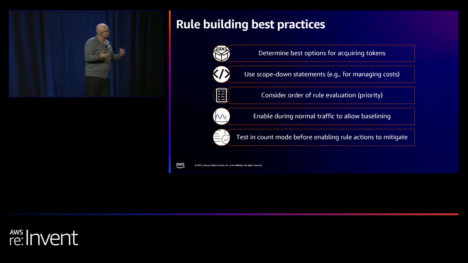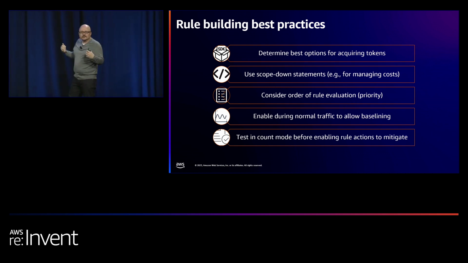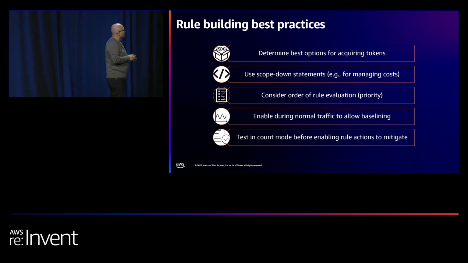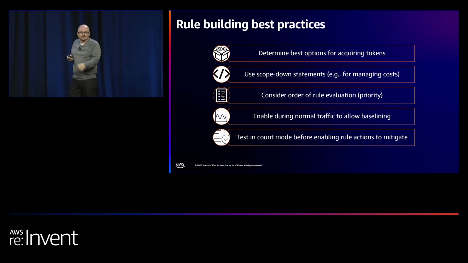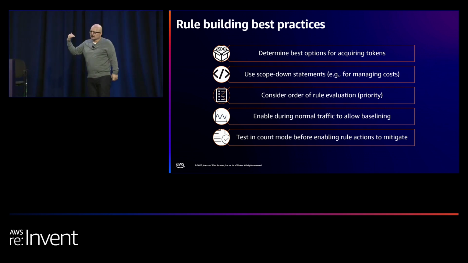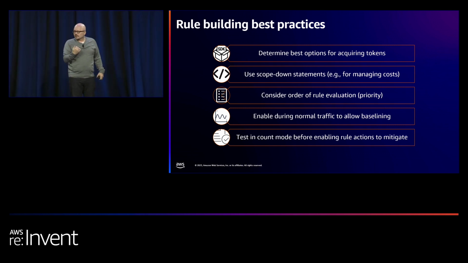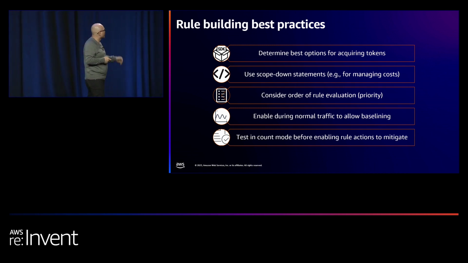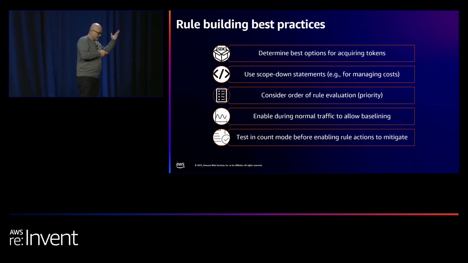You try to scope down the endpoints that you're concerned about. Don't worry as much about ones that you don't think are going to be causing a problem for you. Consider rule evaluation, again, probably cheapest to most expensive. Always have count mode on. It doesn't cost you anything, and you're going to be able to get both baselines from what we can do from a DDoS perspective, but you're also going to know a lot of information about how WAF is working for you.